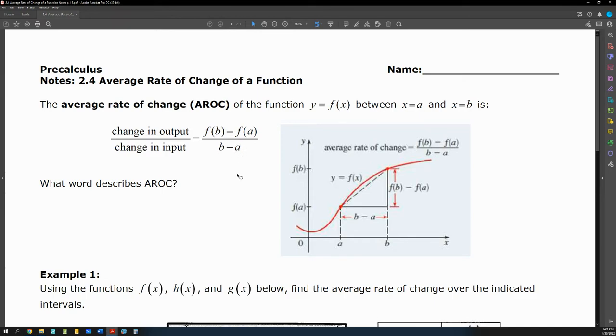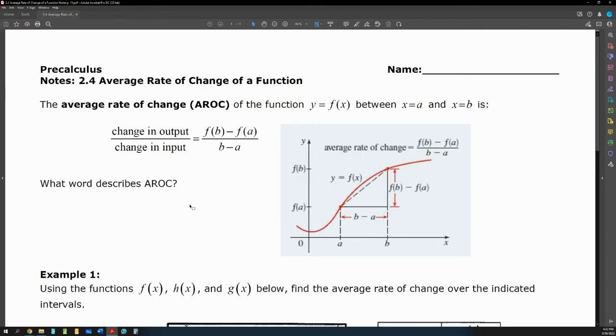Okay, so if we take a look at the graph here, we're looking at the coordinates a, f of a, and b, f of b, and we're taking the change in the output, which is that vertical change here, f of b minus f of a, and that's this vertical distance here, over the horizontal distance, change in inputs, b minus a. So take a moment and think, what mathematical concept does this remind you of?